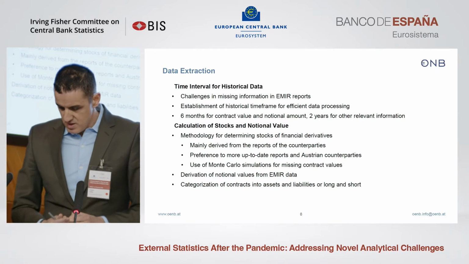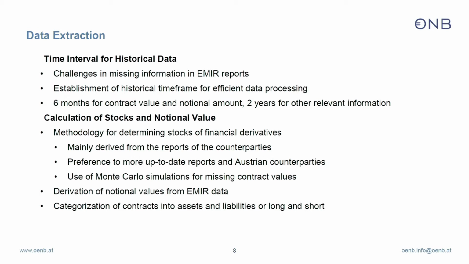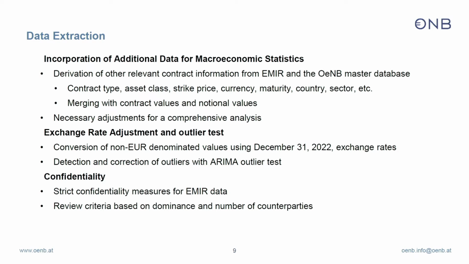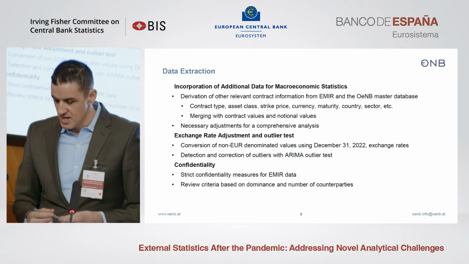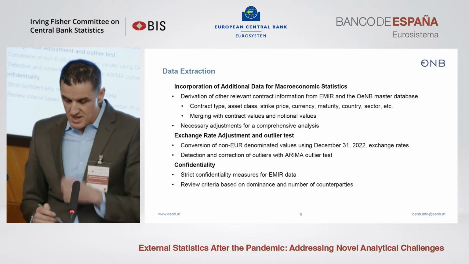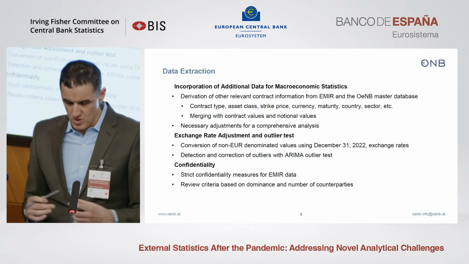The contract value, which gives the stocks, and the notional amounts, we derived mainly from the reports of the counterparties, but we also use Monte Carlo simulations to calculate contract values for missing contracts. For example, when a counterparty reports the contract and everything else, but not the value of the contract. Then everything else we need for our statistics, like contract type, asset class, strike price, currency, maturity, country, sector, etc. And after adjusting these databases, at the end we combine everything to make the whole picture.